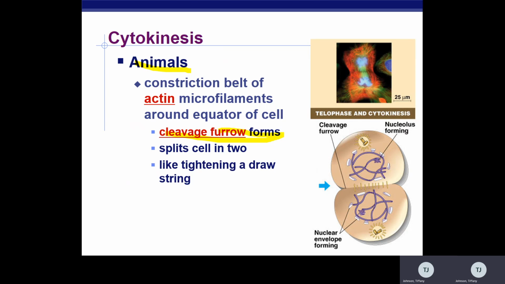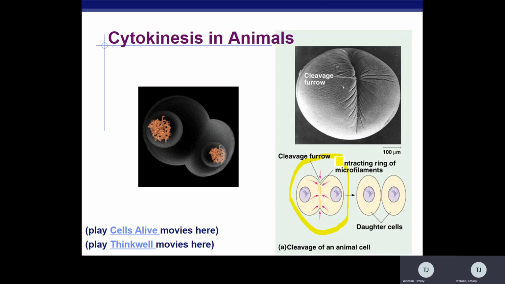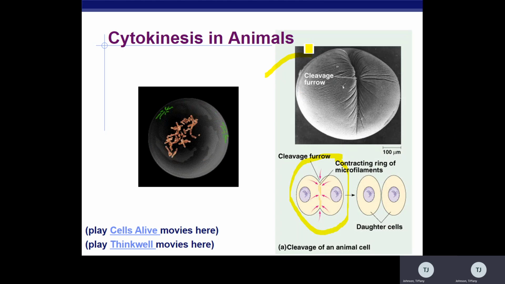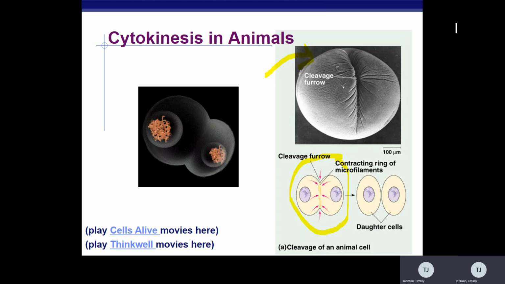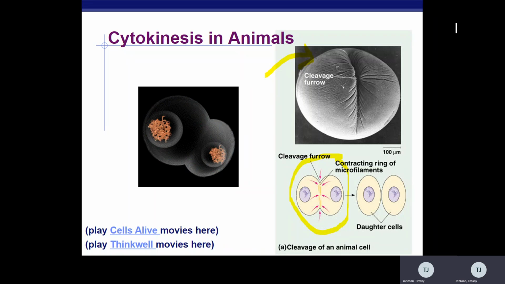All right, so here's what this looks like. That cleavage furrow looks like that. And here's an actual picture of it under the microscope. It looks pretty gross, actually. So that's what your cells look like when they divide. That's what animal cells look like.